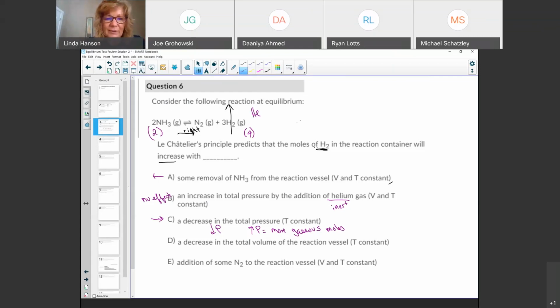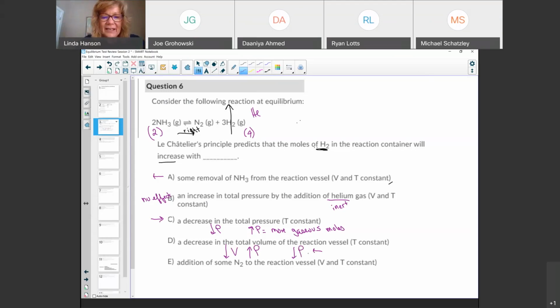Decreasing the total volume, well, we have to apply Boyle's law there. If you decrease volume, that's the same thing to me as saying increasing pressure. So when I put the molecules in a smaller container, they hit more frequently, therefore the pressure rises. And I know the opposite of more pressure is low pressure. So this actually would favor the left side, exactly the opposite of letter C.